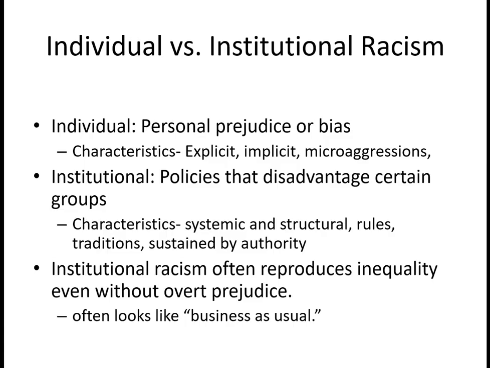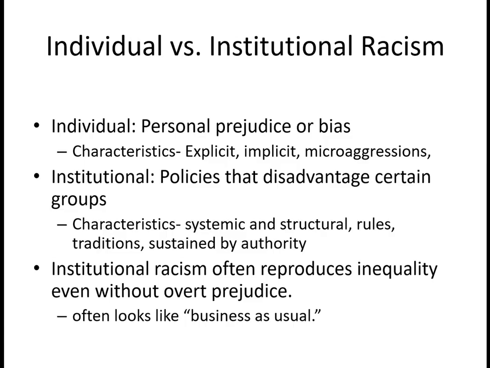On the flip side of that, you have institutional racism, and that is sometimes called systemic racism, and it refers to policies, practices, and structures within organizations and institutions that produce and maintain racial inequality, even if no individual intends harm. So it's embedded in the systems that govern education, law, healthcare, employment, and housing. Some key characteristics of institutional racism: it is systemic and structural, so it's not personal. It operates through rules, procedures, traditions, or distributions that appear neutral but really have racially unequal effects. And it's sustained by power and authority.